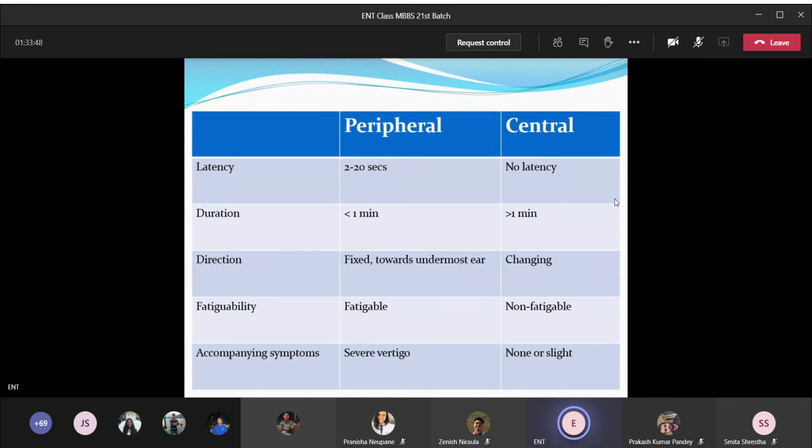Direction, in peripheral nystagmus it is fixed towards the undermost ear, whereas in central nystagmus it is changing. Fatigability, in peripheral nystagmus, it is fatigable. Central nystagmus, it is non-fatigable. Okay. And accompanying symptoms, in peripheral nystagmus there is severe vertigo, and in central there is none or slight vertigo.